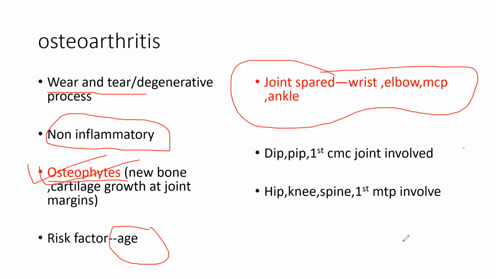Which are the most commonly involved? Hip, knee, spine. So axially, if you go, it is all these: hip, knee, spine. First metatarsophalangeal joint, okay, the first metatarsophalangeal joint, which is the thumb joint.